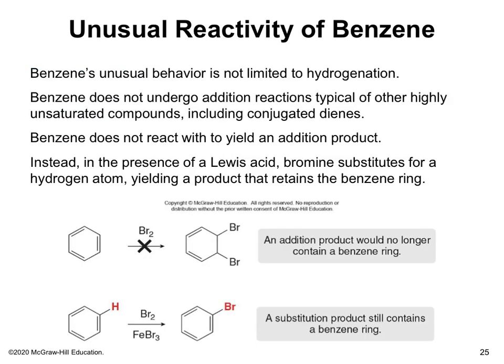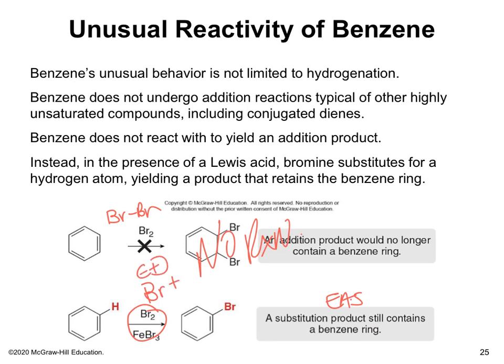Okay, so like I said, when you react benzene with bromine, you get no reaction. But if you add a Lewis acid, iron bromide, and bromine, then you can get EAS, which is electrophilic aromatic substitution. And what you're going to see is this generates a very strong bromine electrophile.